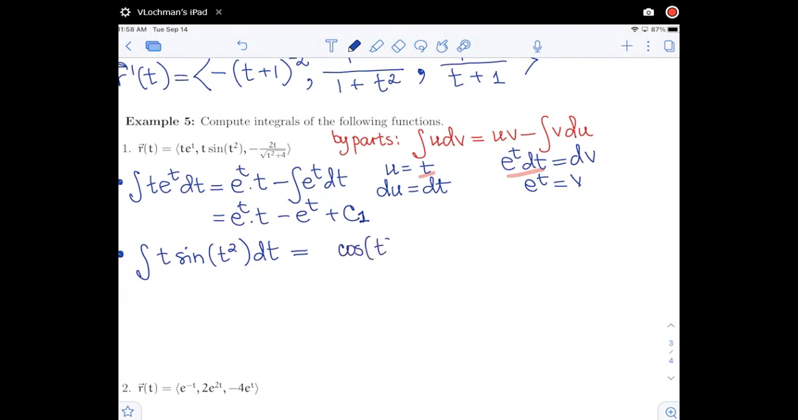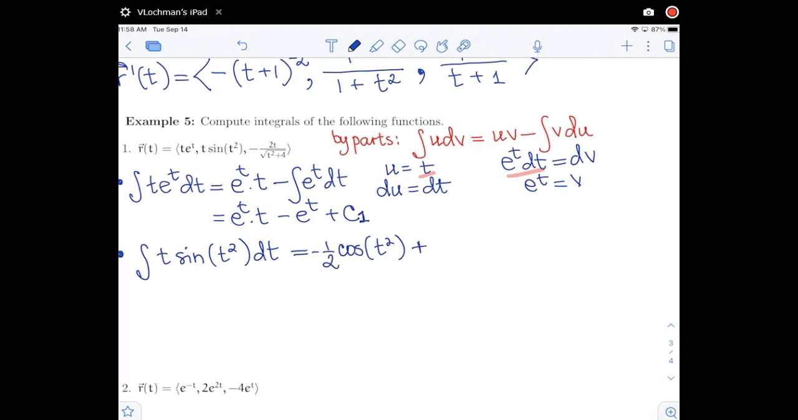Cosine of t squared. Now the question is, what about chain rule? By chain rule, the derivative of the inside is 2t. I don't have 2t, I have t. So I need to divide it by 2, and also don't forget about the negative sign. So that would be my thought process. But u substitution is a little bit more well defined, right? So you can definitely use substitution here.